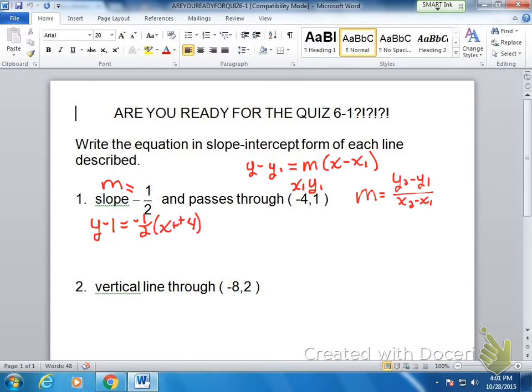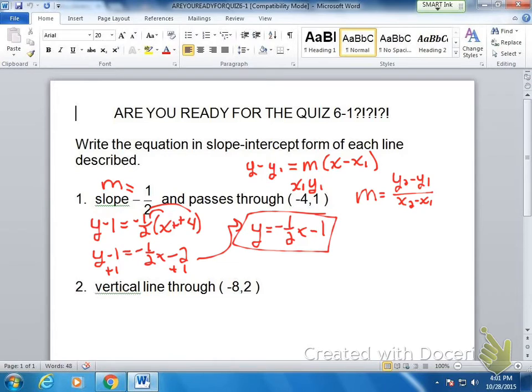Now all we have to do is simplify. I can't really change the y minus 1 yet, but I can distribute my negative 1/2. That gives me negative 1/2 x. Negative 1/2 times positive 4 would give me negative 2. So be careful when you're multiplying fractions times whole numbers. If that bothers you, make sure to use your calculator. Now the last step, get y by itself. I'm going to add 1 to both sides. I get y equals negative 1/2 x, negative 2 plus 1 would be minus 1.